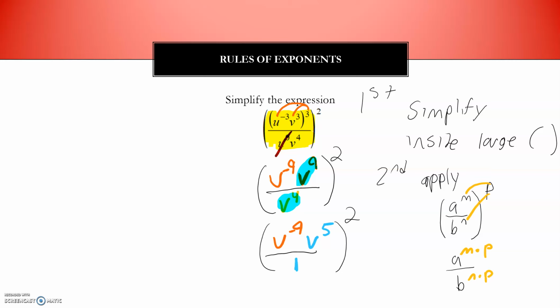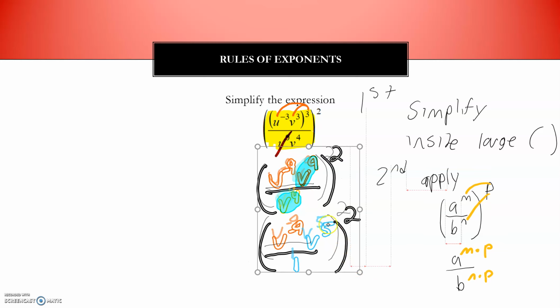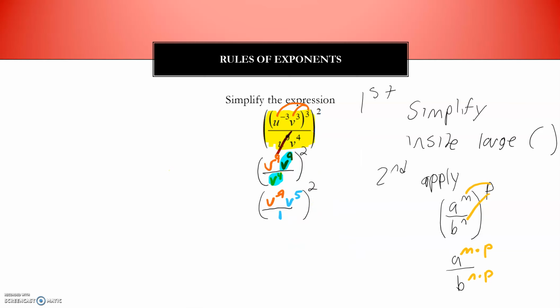So I'm going to see here that I have v. Actually, I can make this smaller so we have room for our last two steps. So what I'm going to do is I'm going to do the 2 to the negative 9, so I have u to the negative 18. I'm going to do it to the v, so I have v to the 2 times 5 is 10. And technically I should do it to the 1, but I know that 1 to any power is 1.